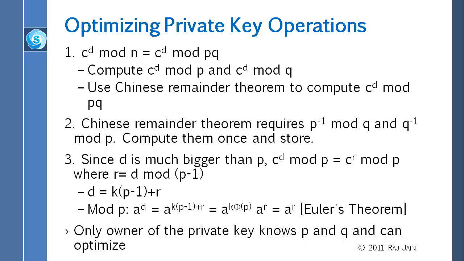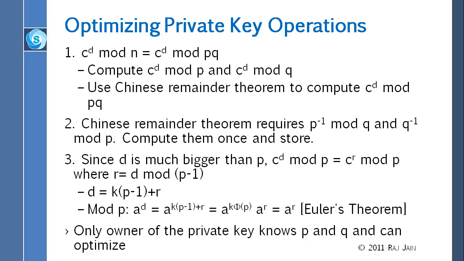Okay. So the third thing is, since D is much bigger than P. Why is D much bigger than P? Because we said that we want to keep the private key such that it cannot be easily guessed. If the private key was a small number like 2 or 3, people can just get 3 messages and solve the equation straight away, even if the other numbers are large. So while E, the public key, is small, the private key D is large.